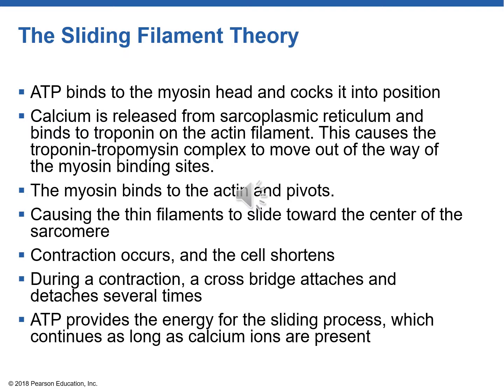It causes the thin filament to slide towards the center of the sarcomere. This is the sliding filament theory in action. The contraction occurs and the cell shortens. When all of these cells shorten, it causes the muscle to shorten as well.